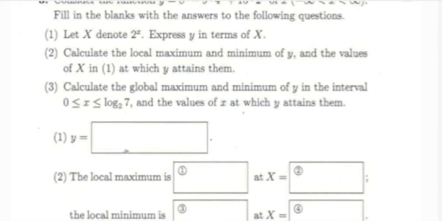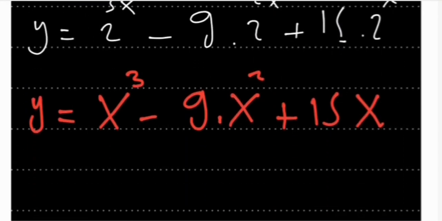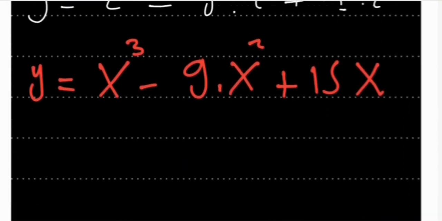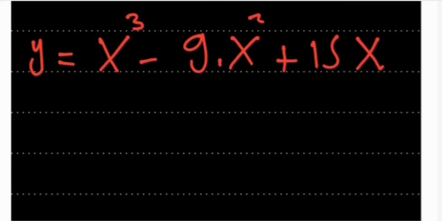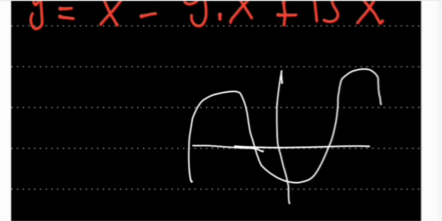Okay, so now let's go to part 2. So now he wants the local maximum and minimums of y and the value of x. So now I'm going to differentiate this function. Remember, whenever we are talking about maximum and minimums, we take the derivative. Like, let's say we had a graph, and this is the function y, okay? This is y.